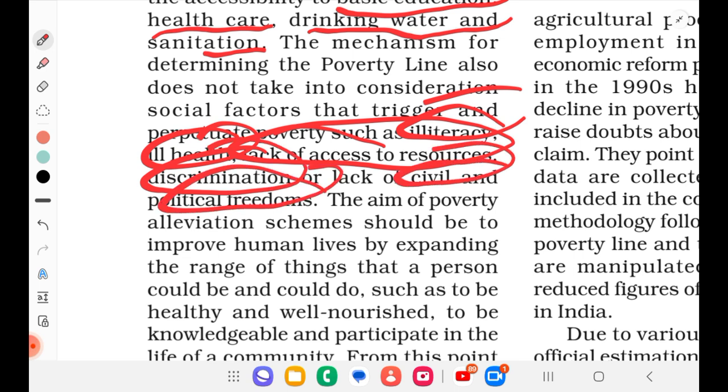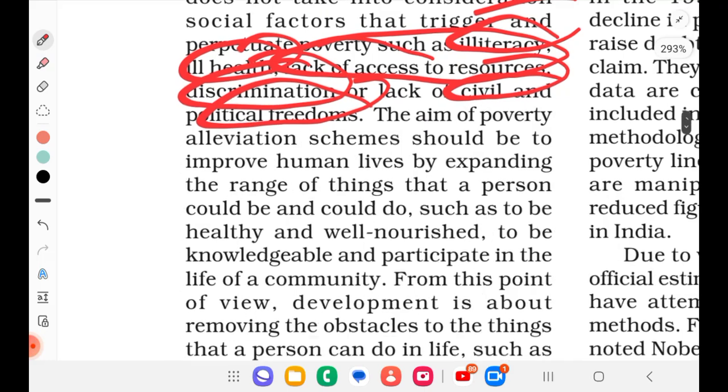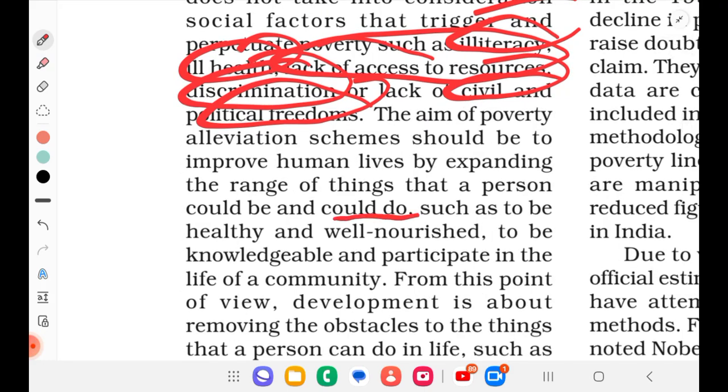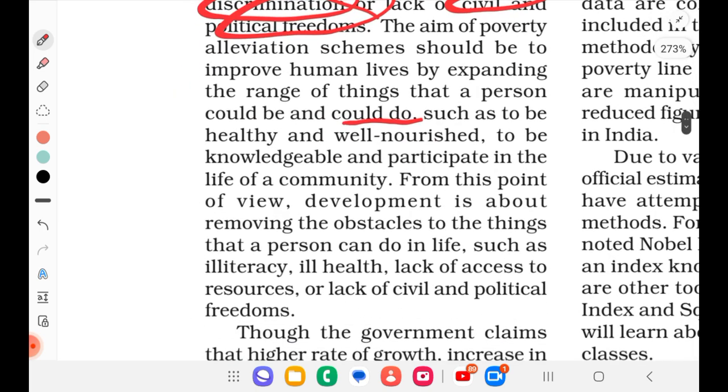The aim of a poverty alleviation scheme should be to improve human life by expanding the range of things that a person could be and could do, such as to be healthy and well nourished, to be knowledgeable and to participate in the life of the community. From this point of view, development is about removing the obstacles to the things that a person can do in life, such as illiteracy, ill health, lack of access to resources, or lack of civil and political freedom.